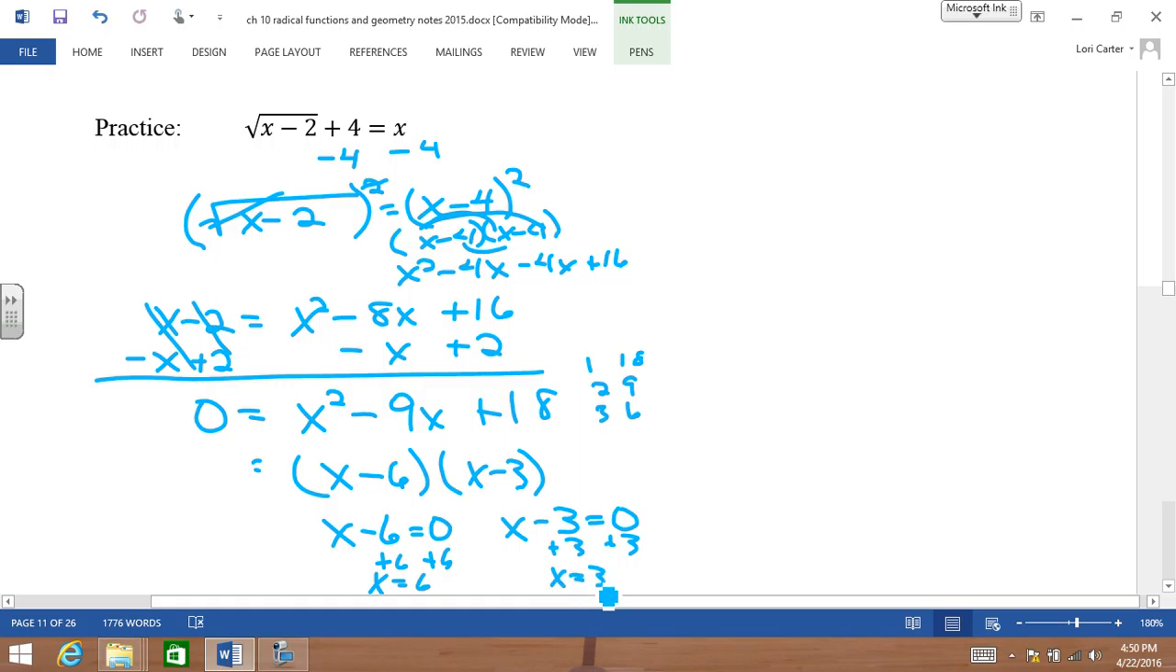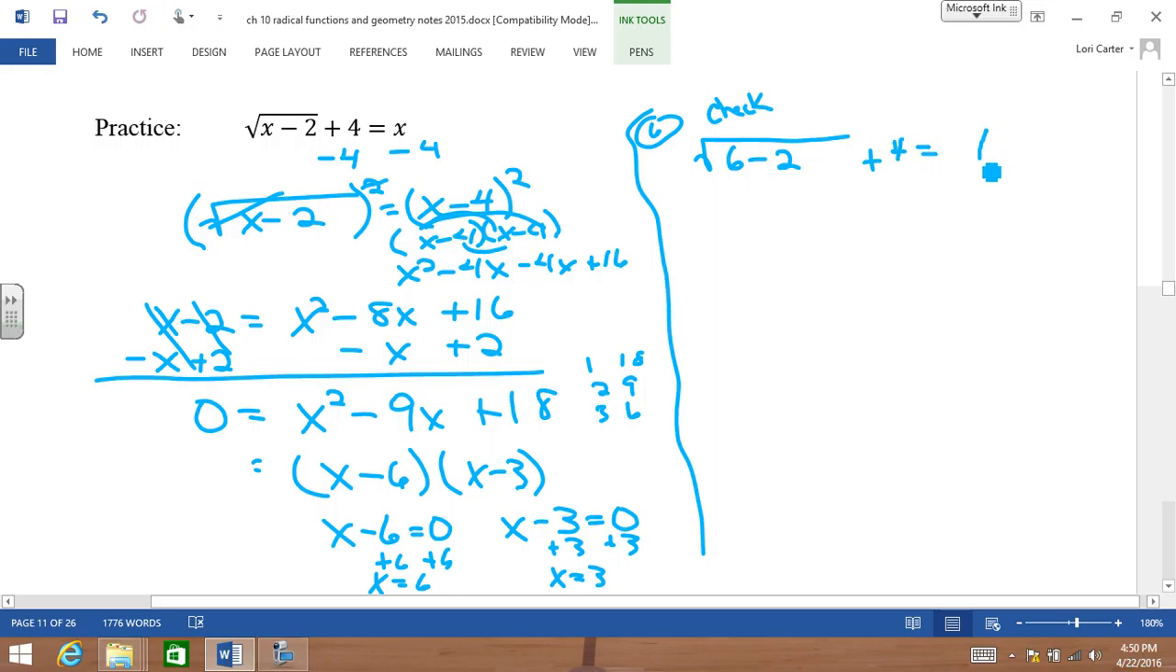But we don't know if one or both of them work, so you have to check them again back into your original problem. So we're going to do 6 first, is what we're checking. So go square root of 6 minus 2 plus 4, is that equal to 6? 6 minus 2 is 4, so that's the square root of 4 plus 4, does that equal 6? Square root of 4 is 2 plus 4, so 6 equals 6, so the first one checks. So we know 6 is a solution.